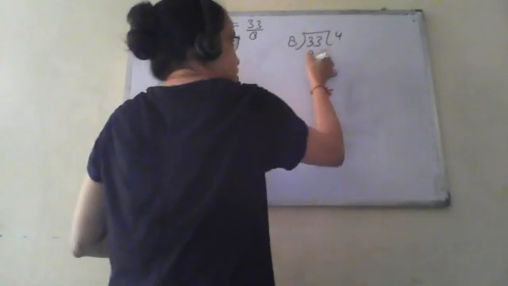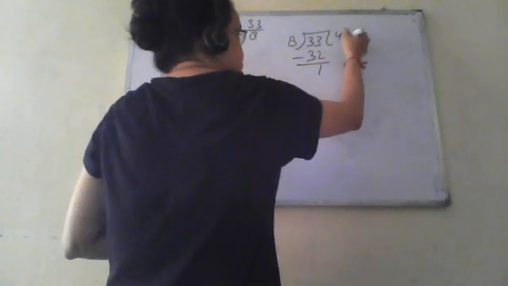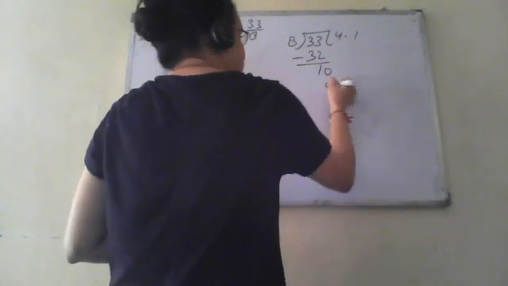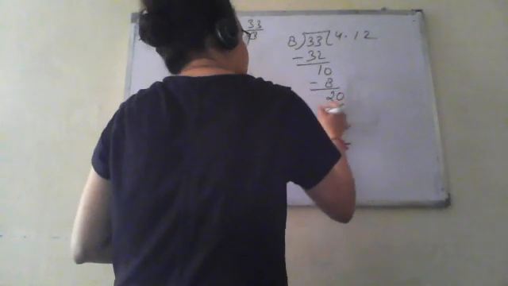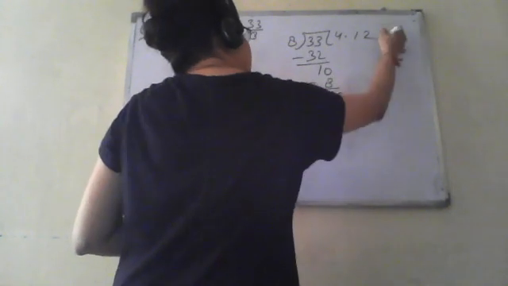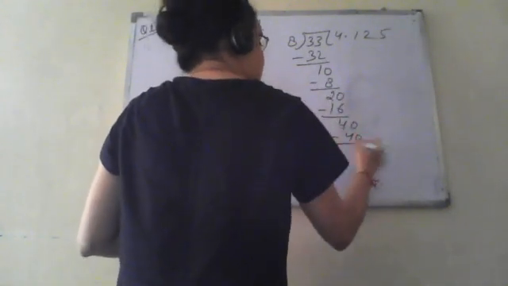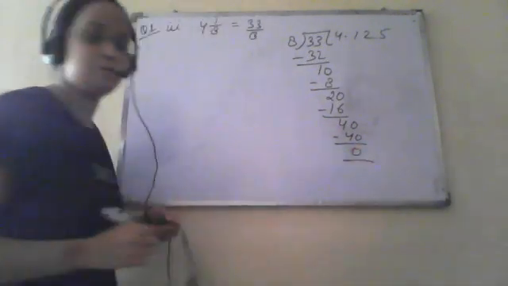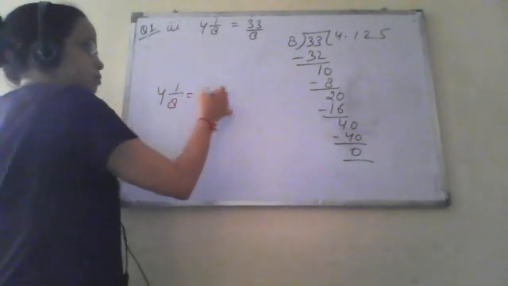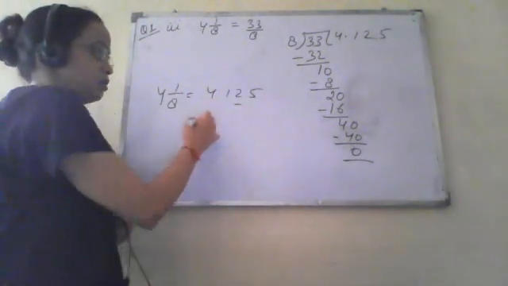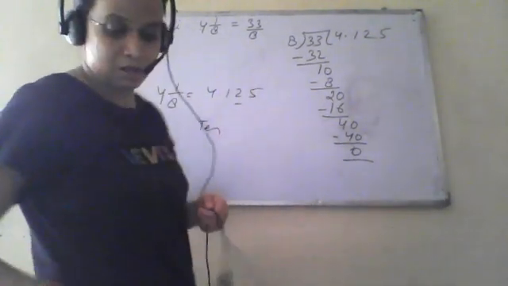So 8 fours are 32. Here it is 1. We'll do the normal division. After 3 steps, the remainder has become 0. So this 4 whole number 1 upon 8 will be 4.125. So it will be a terminating decimal expression.